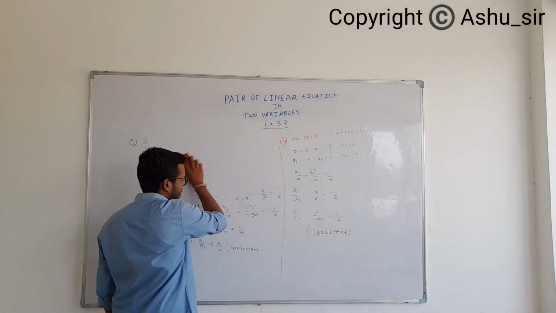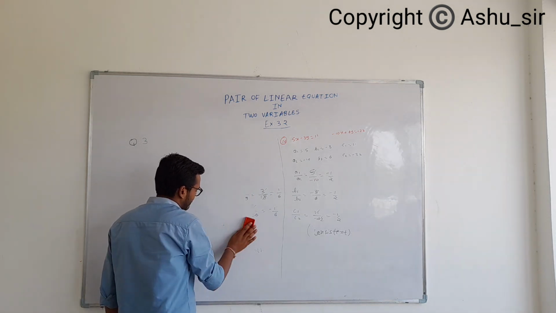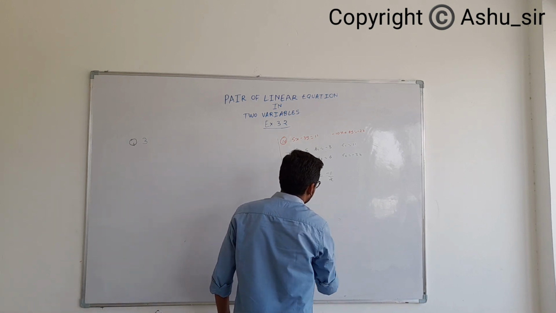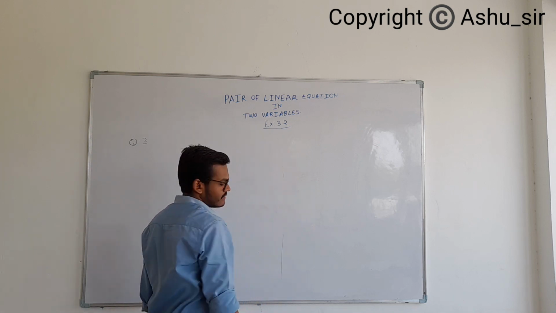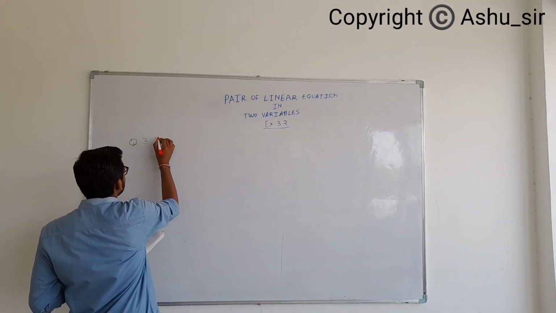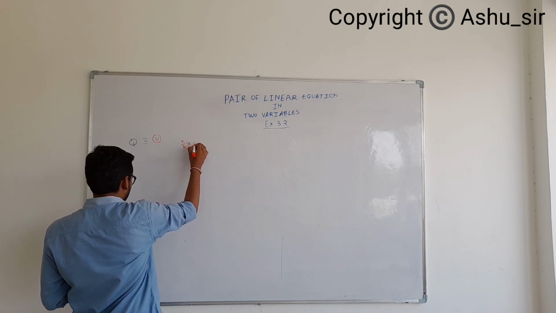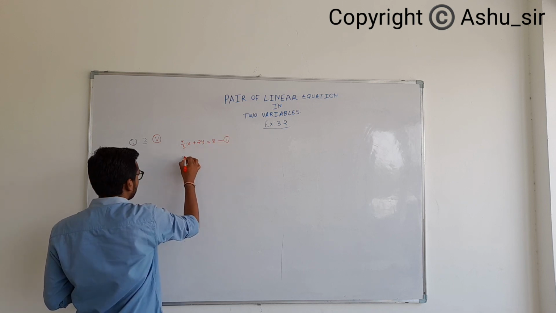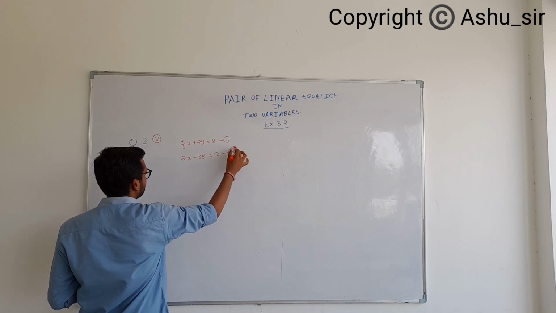लास्ट वन, फिफ्थ वाला. So let's solve the fifth one. It is 4 by 3x plus 2y is equal to 8, equation 1. 2x plus 3y is equal to 12, this is equation number 2.